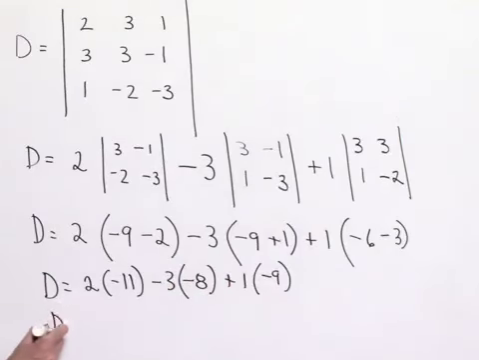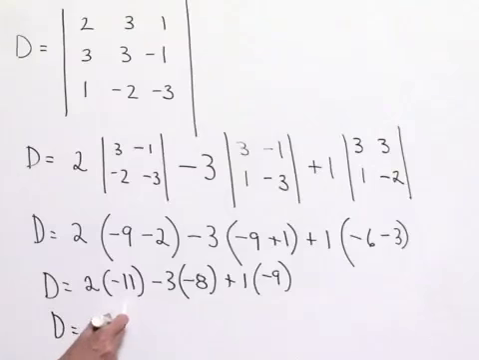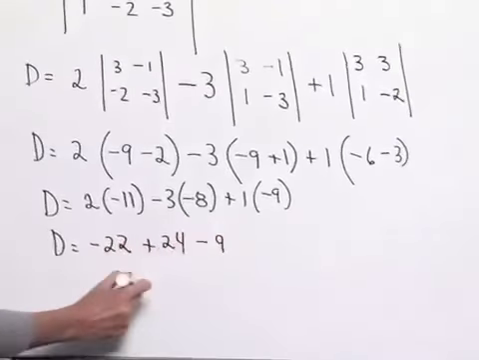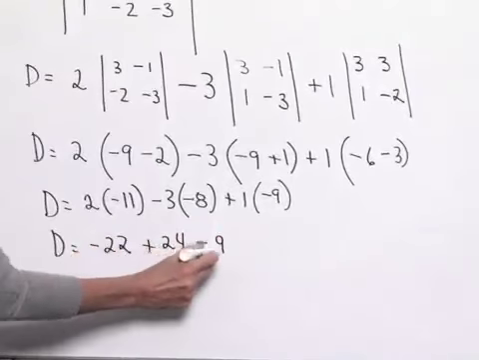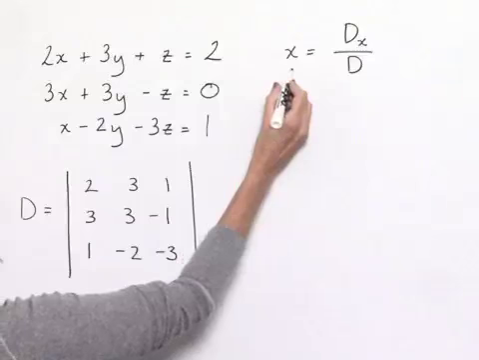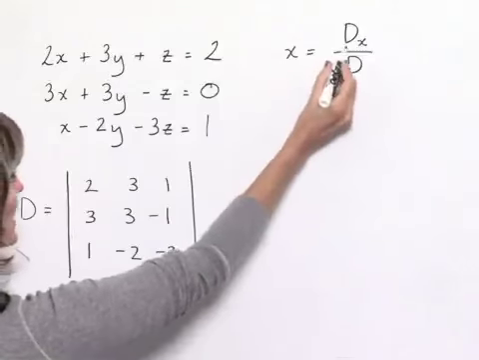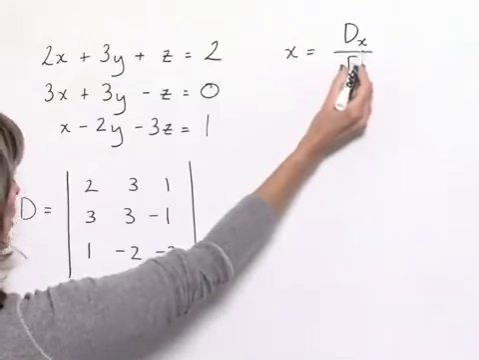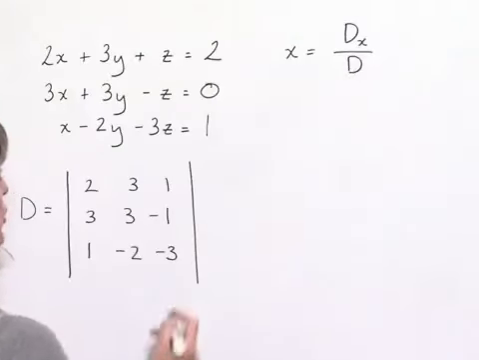That gives us a value, D equals negative 22 plus 24 minus 9. And that's going to be 2 minus 9, which is going to give us a value of negative 7. So our value for D equals negative 7. Now, if we're looking to solve for the variable x, we're going to come up with a ratio where we're going to have D sub x, that is a determinant related to the value x, divided by D, which was the coefficient determinant that we just found.